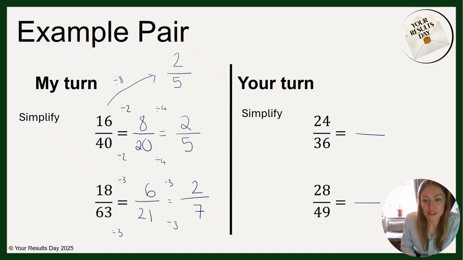Both of these numbers, 24 and 36, are in the 12 times table. So if I divide them both by 12, I will get 2 over 3. If you got 2 out of 3, then you are correct, even if you did this using lots of small steps. You might have started by dividing by 2 or by 3 and followed it through until you got to the simplest form. It doesn't matter, as long as you got 2/3 at the end, you are absolutely fine. And I know 28 and 49 are both in the 7 times table. So my answer would be 4 over 7.